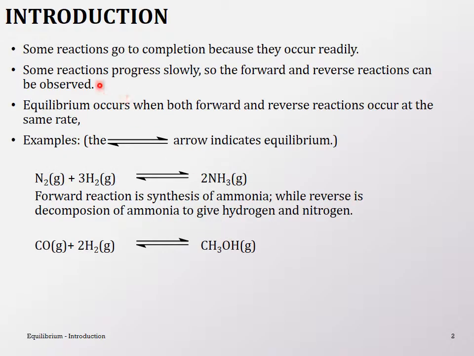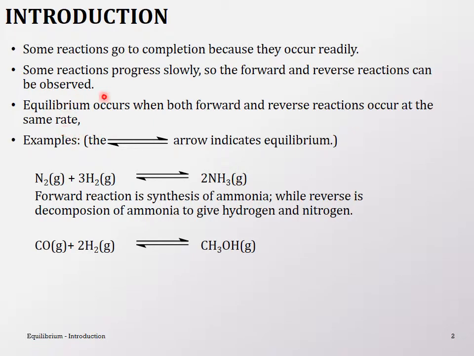So some reactions go to completion because they occur readily. Those are the reactions you have encountered so far, which means that you see the yield arrow going forward and forward only. So those go to completion. You don't have to think about what's happening for reverse or if anything is happening for reverse. Some reactions will progress slowly and you can see the reverse reaction also happening, but you may not. It doesn't have to. However, when equilibrium occurs, then both forward and reverse reactions are happening at the same rate.